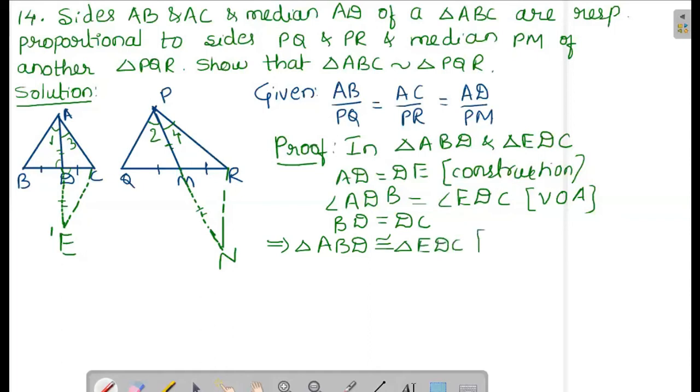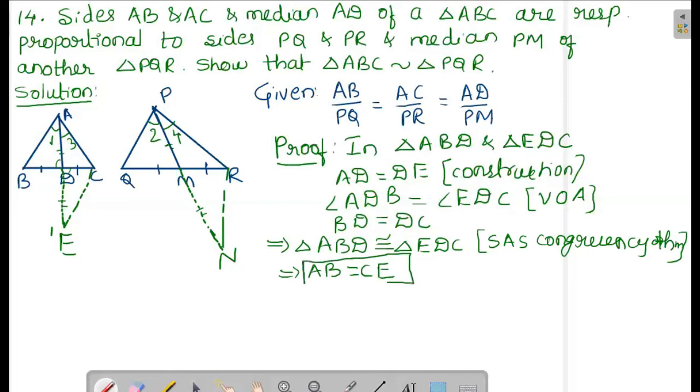That is by the SAS congruency theorem of triangles. So these two triangles are congruent, which means definitely AB is equal to CE. These two triangles we have taken. So this implies AB is equal to CE. So we have proved AB is equal to CE. Let it be 1.